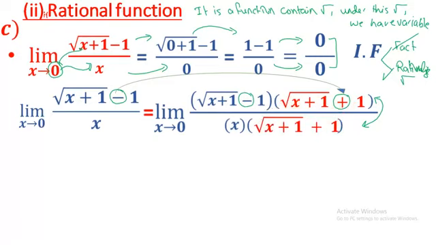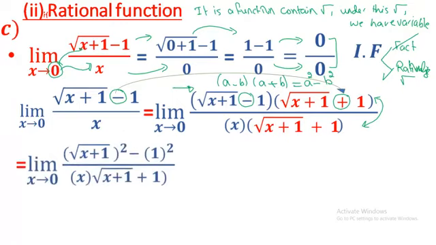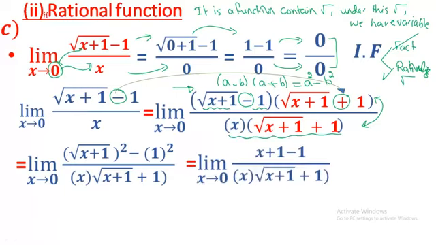And as you know, this represents the rule a minus b into a plus b, which is the difference of two squares and can be written in the form a squared minus b squared. To get limit as x tends to 0 is the square of the first term minus the square of the second term over the denominator. And the square and radical will cancel each other to get x plus 1 minus 1 over x multiplied by radical x plus 1 plus 1.